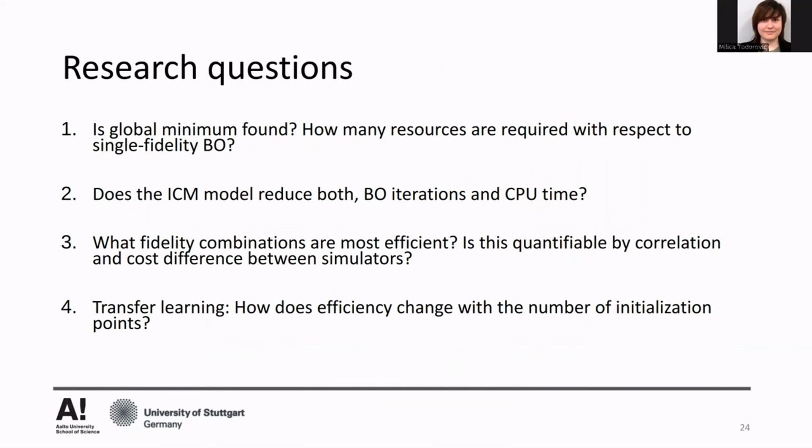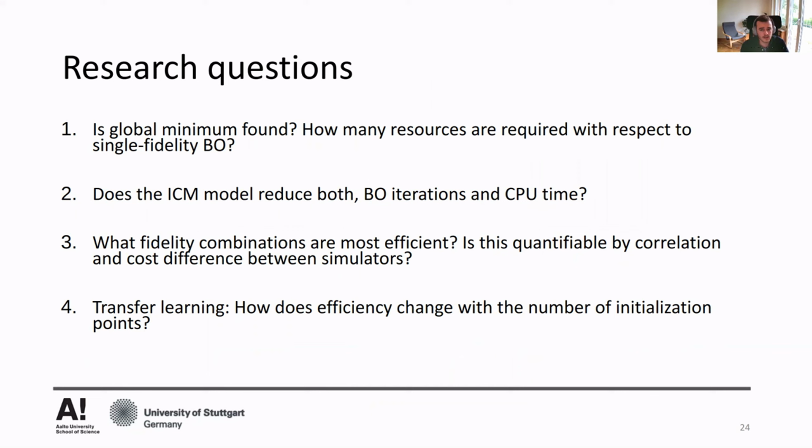So this brings me now to my research questions. First of all, I wanted to learn if multi-fidelity Bayesian optimization actually finds the global minimum at the target fidelity level. And if that's the case, how efficient it is in comparison to single fidelity Bayesian optimization.